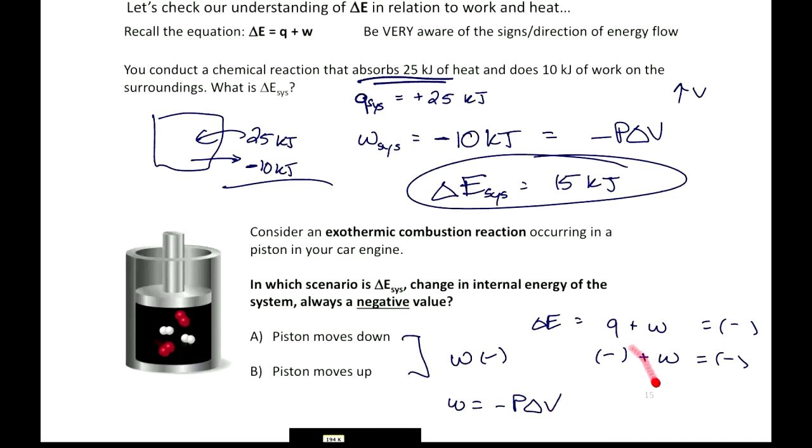And so if we plug that back into this equation, when work is negative plus a negative value coming from the exothermic reaction, delta E will always be negative, right? Yeah, when the piston moves up, because delta V is a positive number. I think that's when I want to write, when delta V is a positive number. All right, so do we see how all of these come together? Yes, work, changes in volume, exo versus endothermic reactions, yeah.